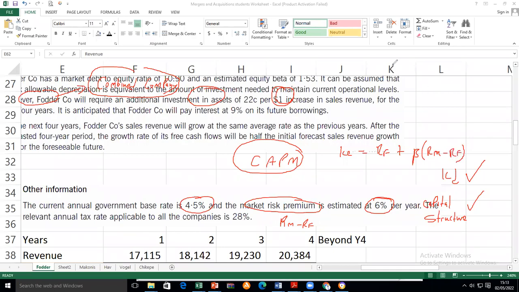What things are obvious in the question? The question has given us risk-free. The question has given us the premium. So risk-free is a 4.5. That one is your 6%. The problem, not only in this question, but in all the other questions you are going to do, the problem will be here.